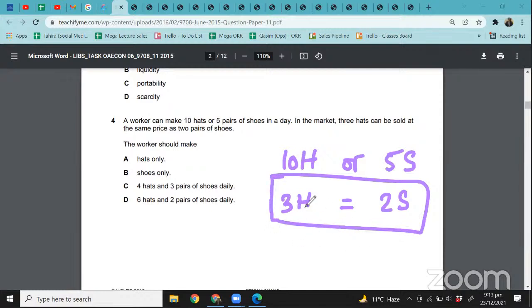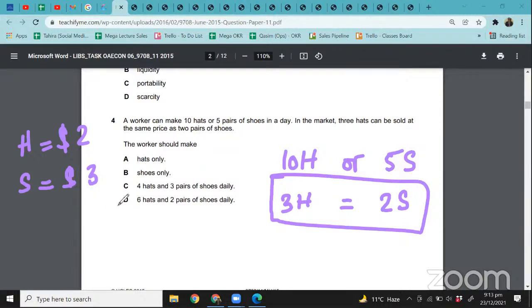If we assume $2 to be the price of each hat and $3 to be the price of each pair of shoes, then it will give you the same values. Yes or no? Because 3 twos are 6 and, no, my bad, 2 twos are 4. No, yeah, that's correct. 3 twos are 6 and 2 threes are 6, right? Students, does it make sense or not?